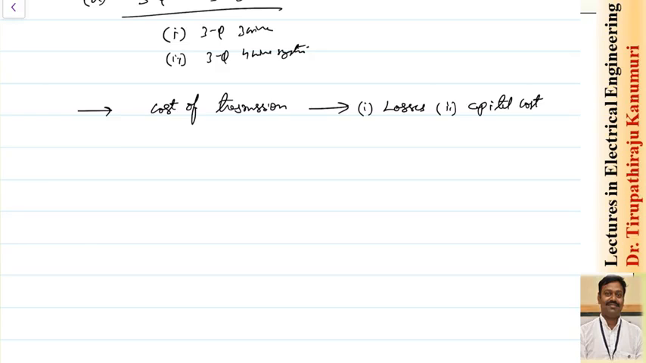Second one is the capital cost. Generally the losses are very less because we design the system in such a way. The major investment will be the capital cost.